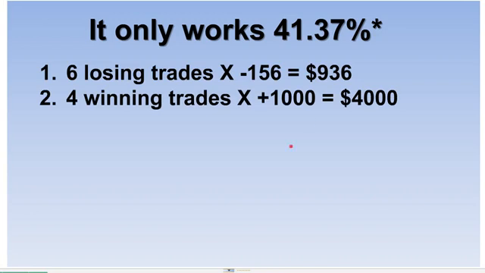All right, cool. And then we're going to have only 4 winning trades. So 4 winning trades times $1,000 as a target, even in Kentucky, is $4,000. So the math on this side would be coming to what? Would it be 3064? What's the answer? So you'd take 4,000 minus 936, and you get 3064, right? So is that a typo?